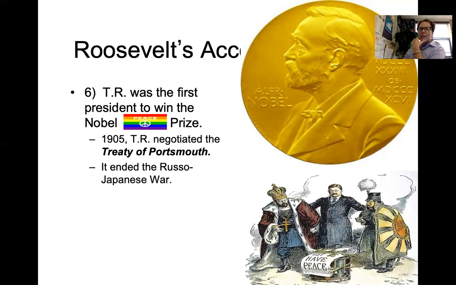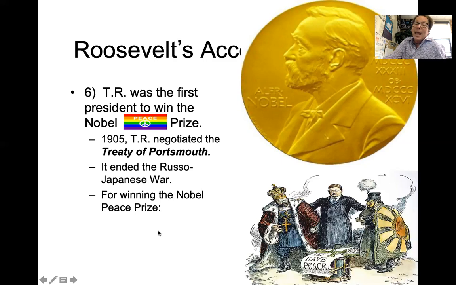And if you direct your attention to the overhead screen, this is again a political cartoon. So here's Roosevelt acting as the mediator, just like he did when he mediated the anthracite coal strike. This gentleman represents the Tsar, Nicholas II, and this represents the leader of Japan. And as a result of negotiating this treaty, which ended the first modern 20th century war, he won the Nobel Peace Prize, the first American president to actually win one.